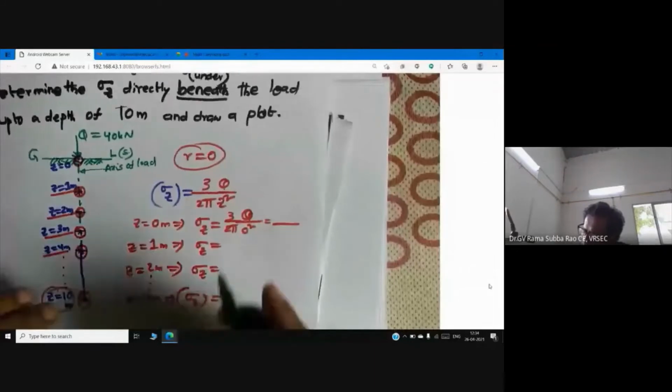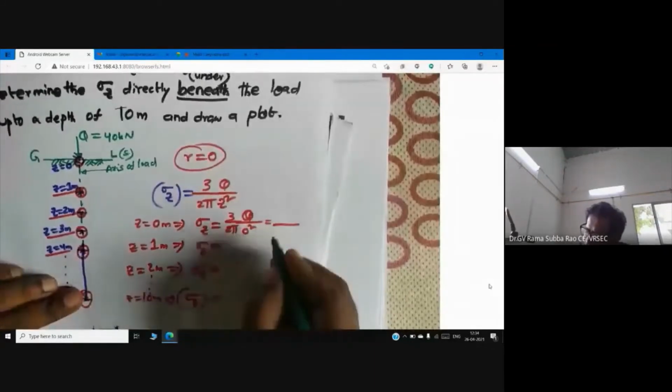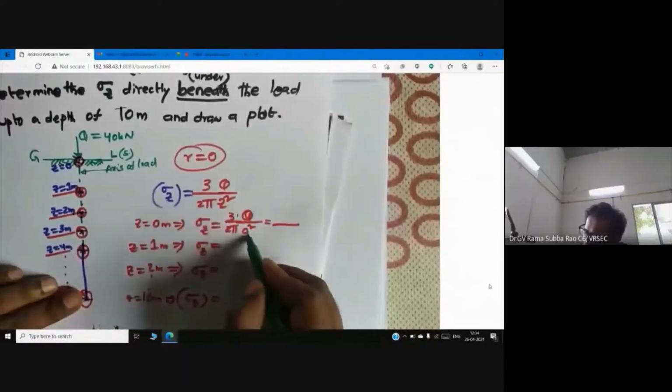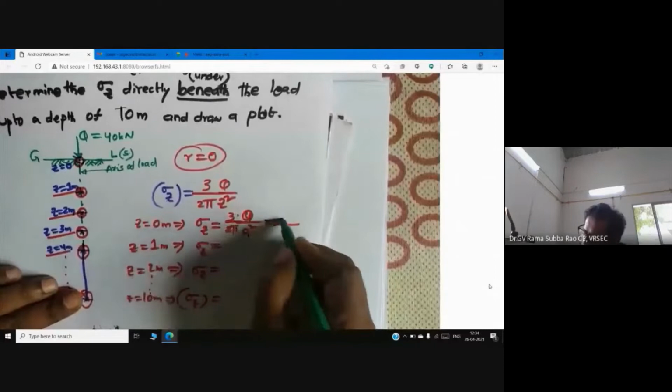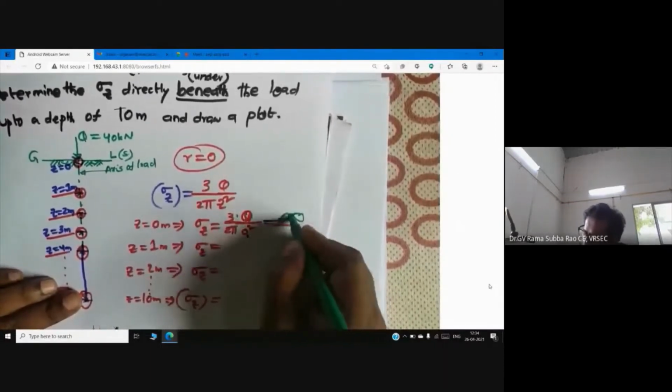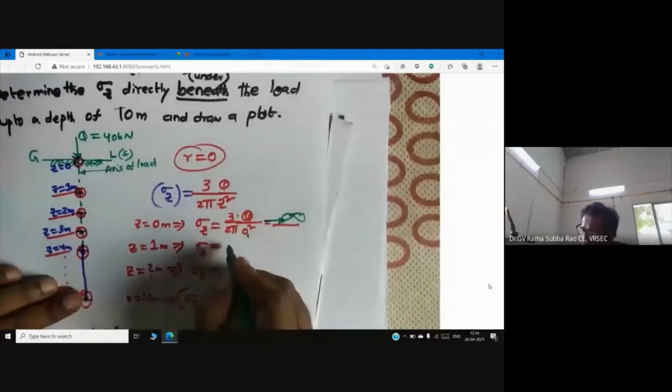So can you help us? If it is Z equal to 0, what is sigma Z? 1 by 0 square. 1 by 0 becomes infinity. Now the second part, let us discuss now.